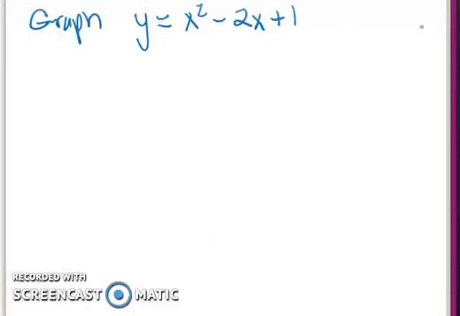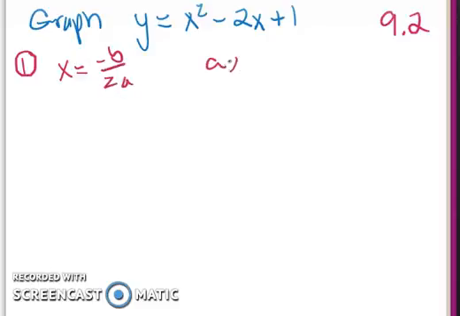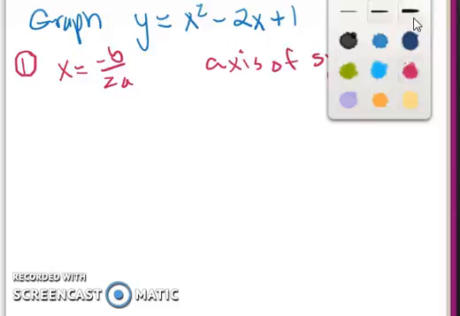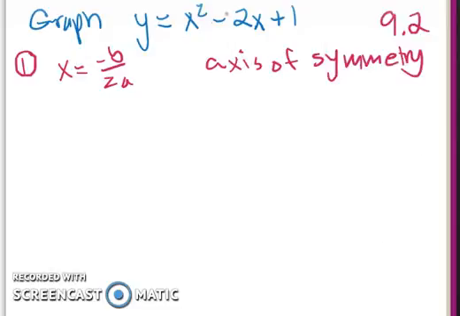Moving back, we get 9.2. This is probably our most difficult problem. This is when we have our multiple steps. So I'm going to do all the steps from our little sheet. So step 1 was to use x equals negative b over 2a. Okay, this basically finds my axis of symmetry. This is what this finds, which is very convenient. Okay, so we're going to go ahead and take the negative b over the 2a.